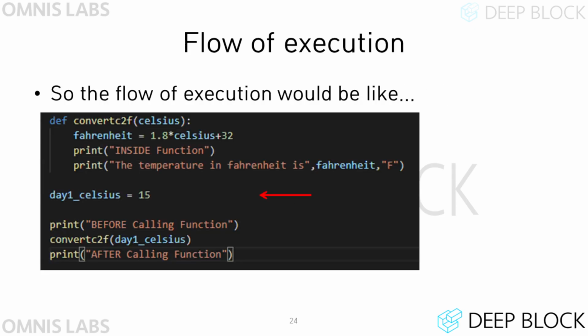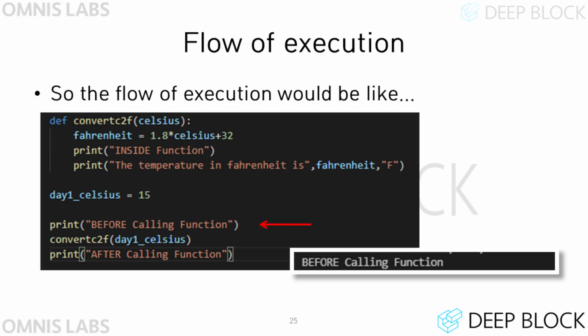In a Python program, code is executed sequentially from top to bottom. However, a function is not executed when it is defined. Thus, the first code to be executed is day1Celsius equals 15. And then, before calling function is printed, and when the function is called, the parameter variable gets the argument value.